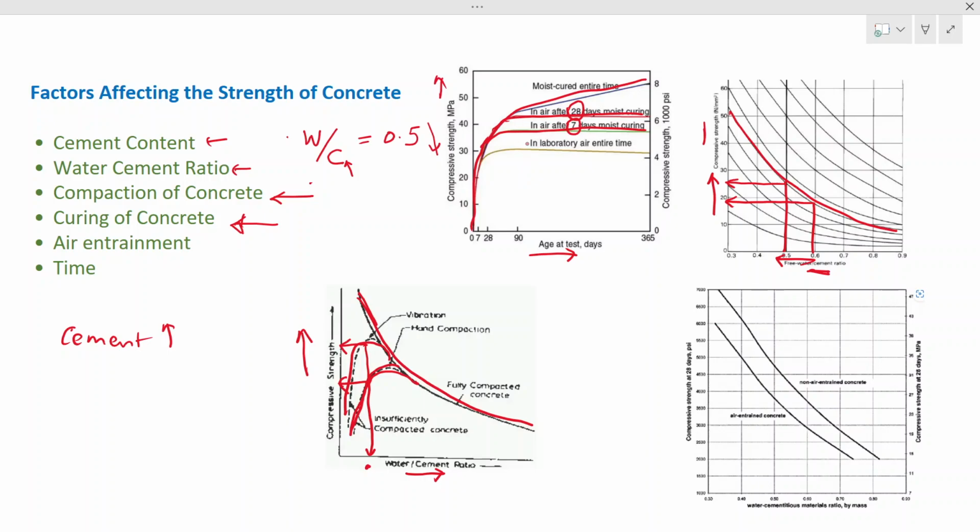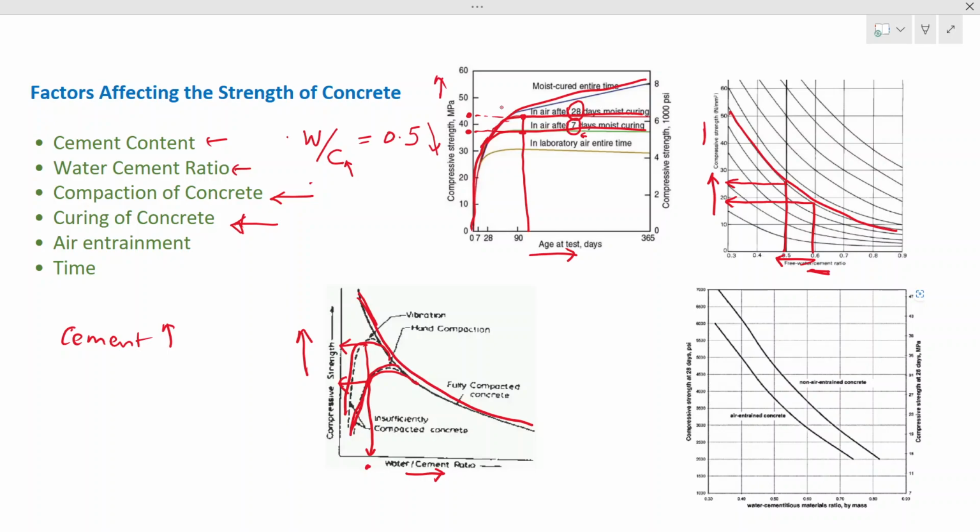Now let's consider a certain age. Let's say this one, a given age, you see there is a considerable difference. If you do 7-day curing, you have this much strength, and if you do 28 days curing, you have this much strength. So there is a considerable difference. Therefore, curing is very important, and it affects the strength of the concrete. So we have to keep in mind to do the curing properly when you pour the concrete.